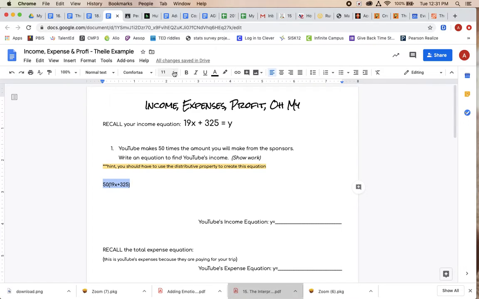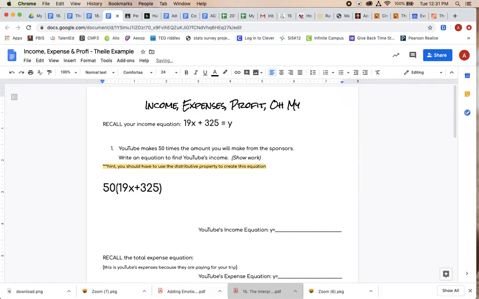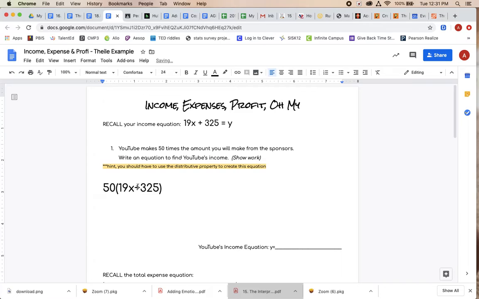I'm going to make this bigger so you can see it. So YouTube makes 50 times what I make. But now I need to distribute. So I need to do 50 times all of this stuff and figure out their equation. When I distribute, it just means to do 50 times this plus 50 times this. So 50 times 19x plus 50 times 325. That's the distributive property.